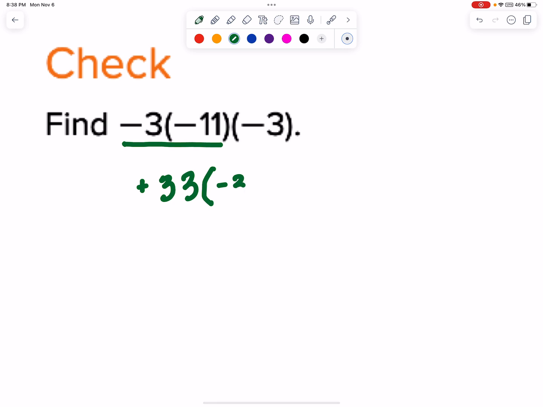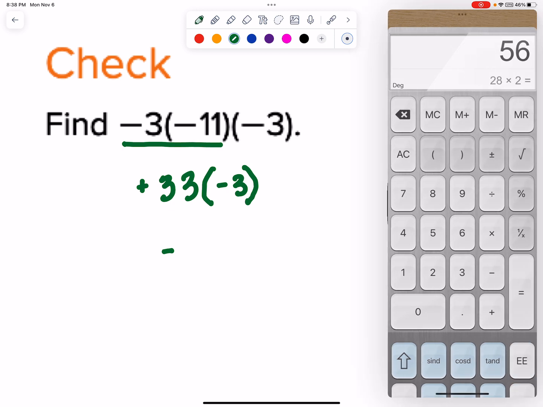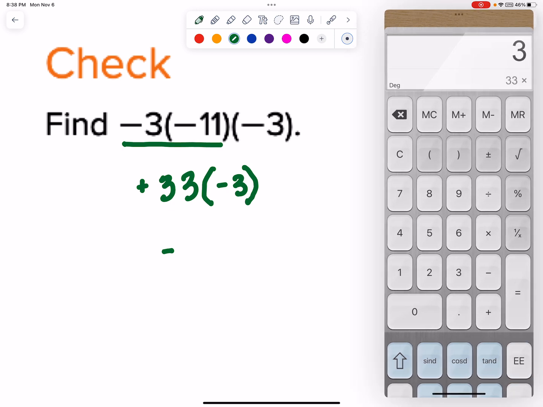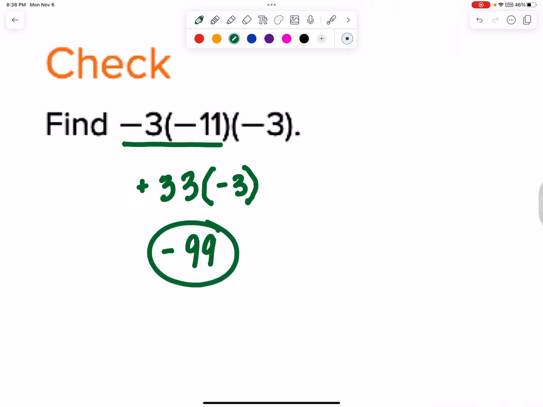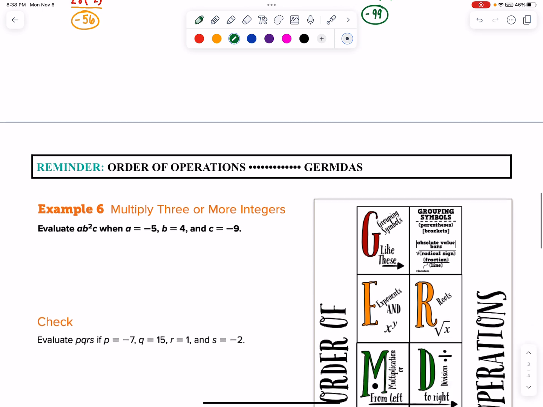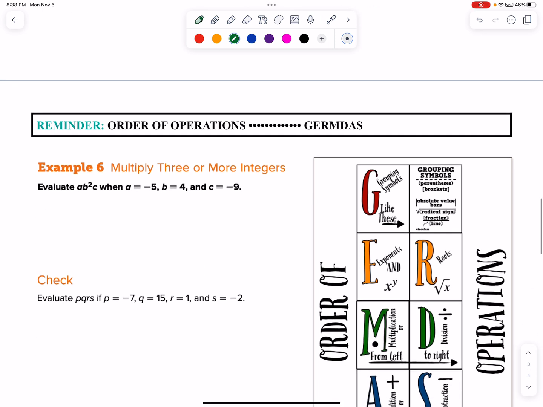Bring down your leftovers. So now we have a positive times a negative. So that's I love to hate, which means I actually hate. So we have 99. 33 times 3. Just double checking. Okay, and we have a negative 99 because a positive times a negative makes a negative.